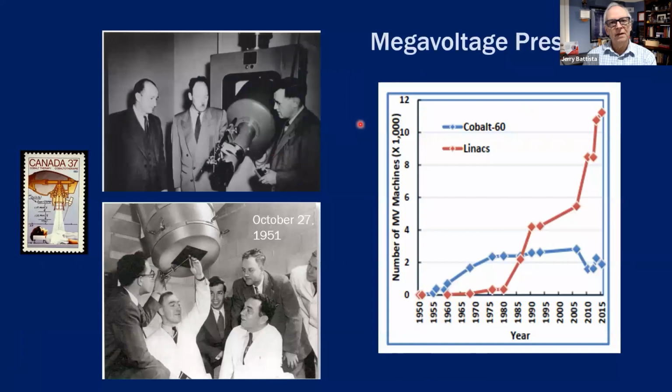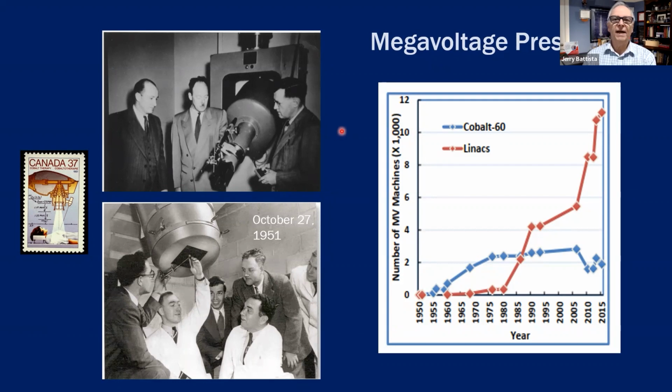I want to talk a bit about the history of megavoltage machines, in particular some of the early developments that were made in Canada, because we had an NRX reactor with enormous neutron flux.